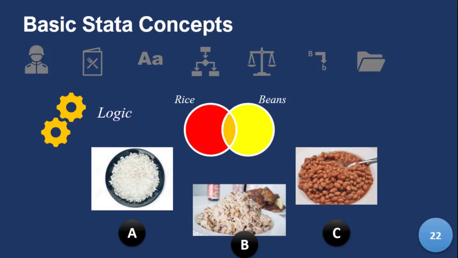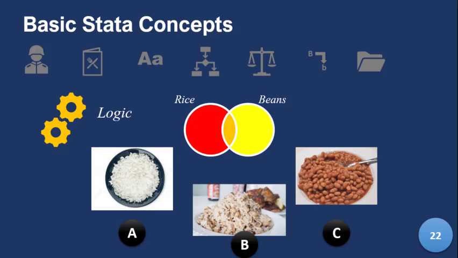So let's look at the logic rice and beans. Where they overlap, that means you have rice there and you have beans there. Now of these three dishes, it's only the B portion that meets that criteria. A is rice alone, C is beans alone. So B is rice and beans.